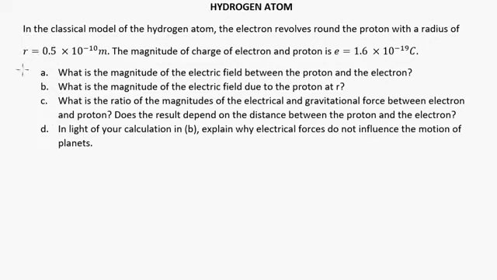The first one says, in the classical model of the hydrogen atom, the electron revolves around the proton with a radius of r equal to 0.5 times 10 to the power of minus 10 m, and the magnitude of the charge of the electron and proton is equal to 1.6 times 10 to the power of minus 19 C. That's coulomb. The first thing we are asked is, what is the magnitude of the electric field between the proton and electron?